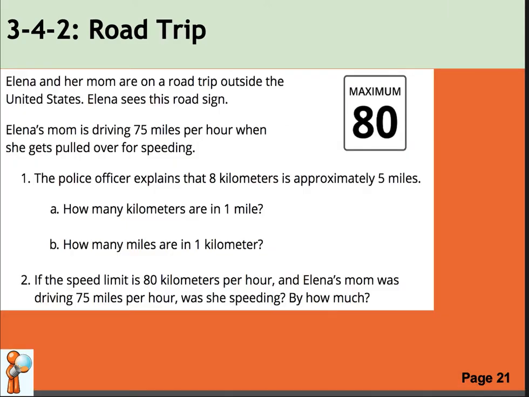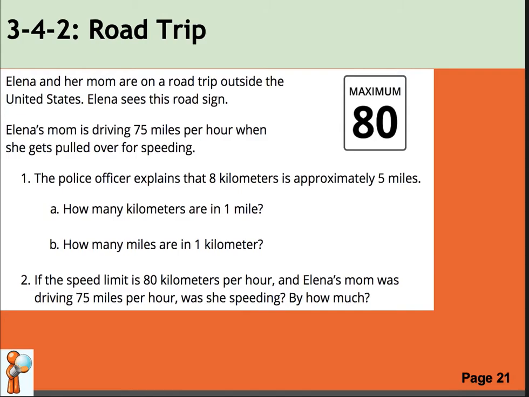All right, so we're going to talk about a road trip. Elena and her mom are on a road trip outside the United States. In the United States, we use miles per hour. But outside of the United States, we tend to use kilometers per hour. So Elena sees this road sign. It says maximum 80. Elena's mom is driving 75 miles per hour, and she gets pulled over for speeding. 1. The police officer explains to Elena's mom that 8 kilometers is approximately 5 miles.